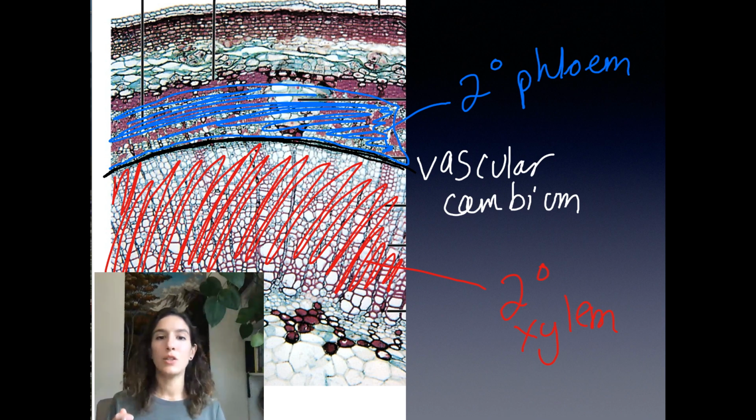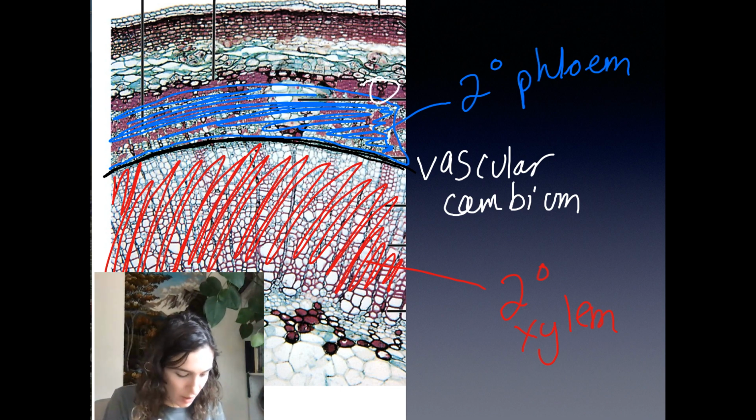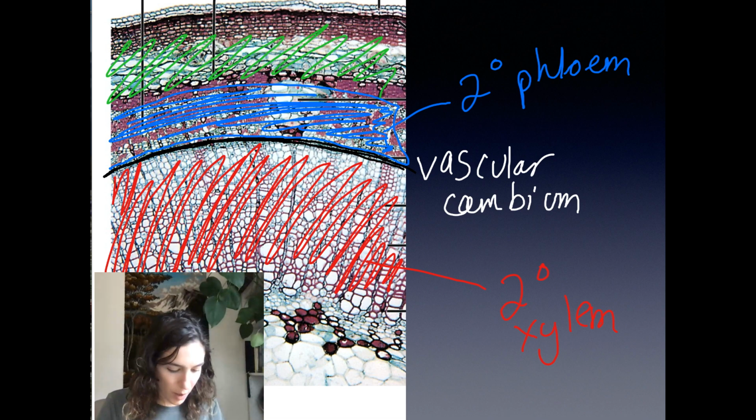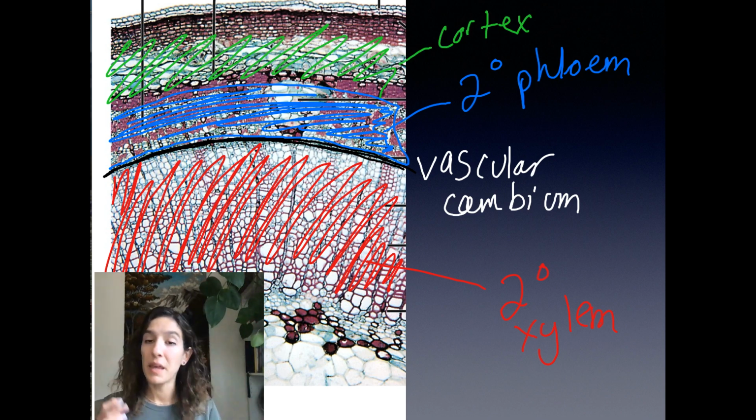Okay, so now we need to account for those layers that were outside of that primary and secondary phloem, which, by the way, maybe there's some little chunks of primary phloem sort of scattered throughout, but they would have been pushed out by the secondary phloem. So all of this up here, this must be our cortex. Remember that has been getting pushed out. And same with the epidermis. The epidermis is also getting totally pushed out.